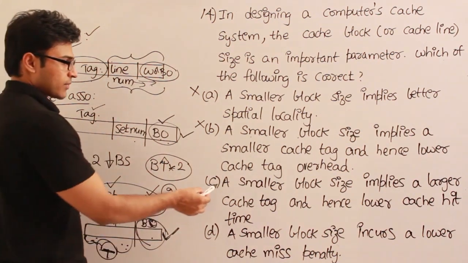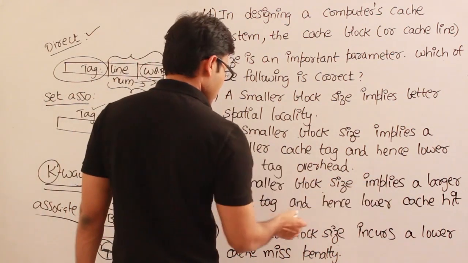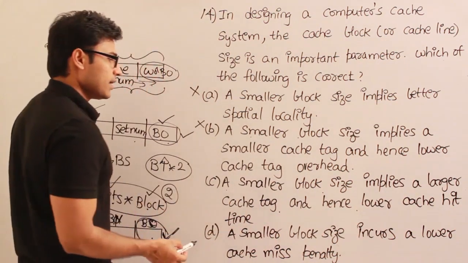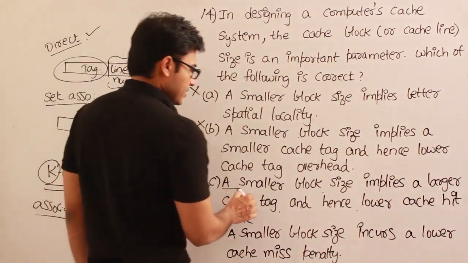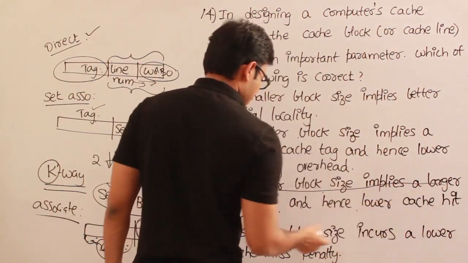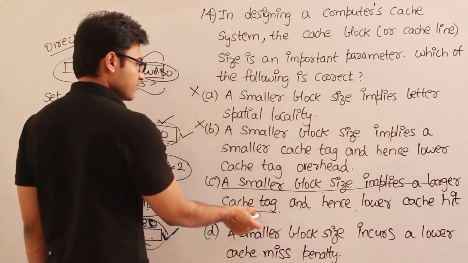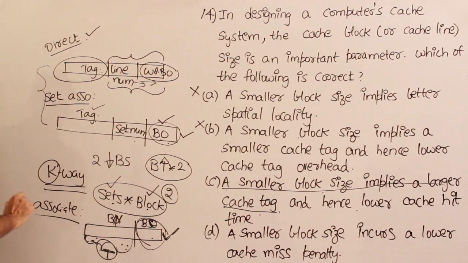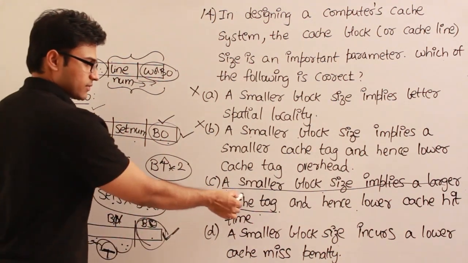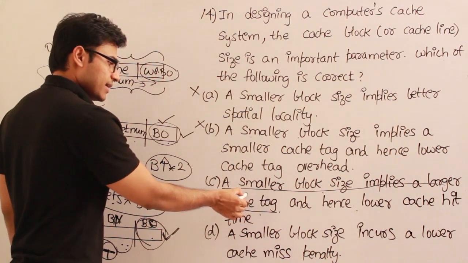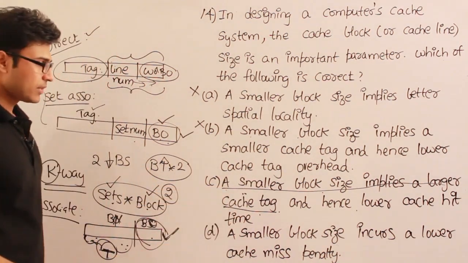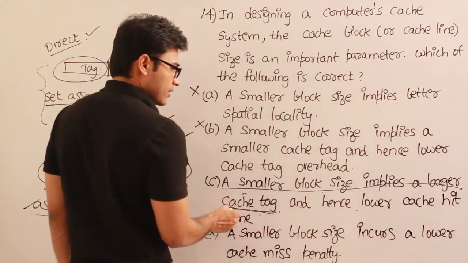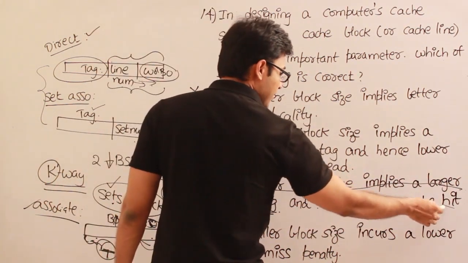And next thing is, a smaller block size implies a larger cache tag and hence lower cache hit time. Yes, this is right. You see, a smaller block size implies larger tag size. This one is fine. At least, in these two, even though it is wrong, at least in associative, this point holds. It is not completely right, but at least in associative, it holds. Now they are saying that when we have larger cache tag, they are saying lower cache hit time.